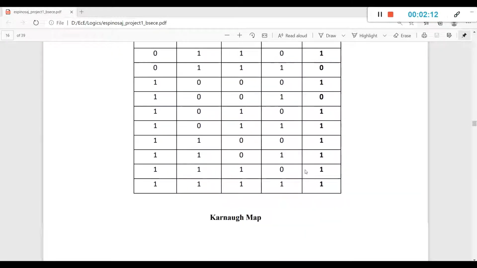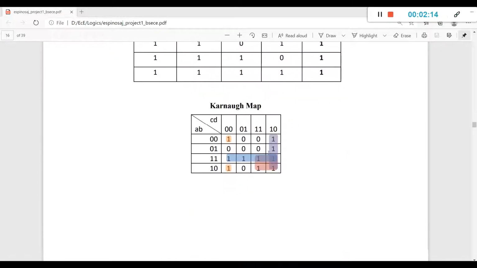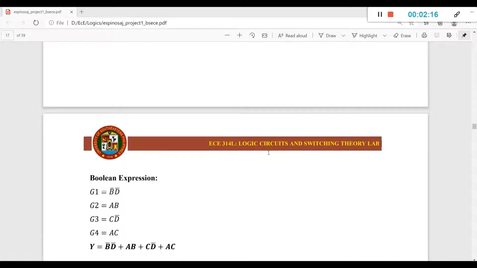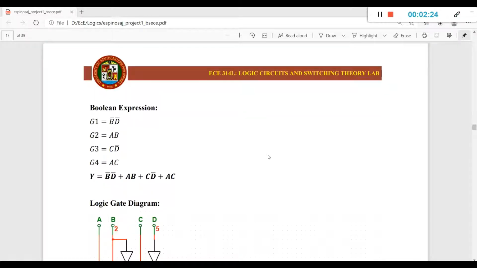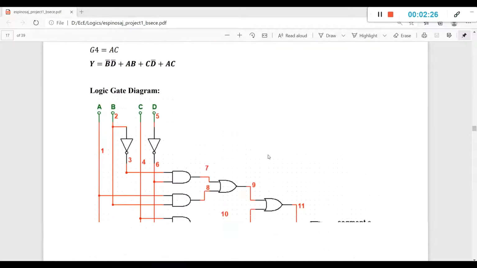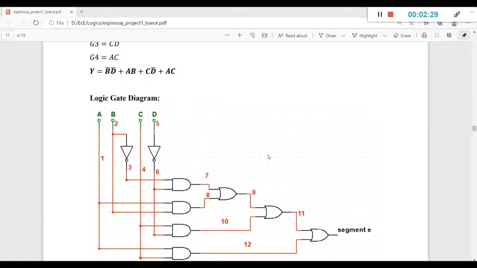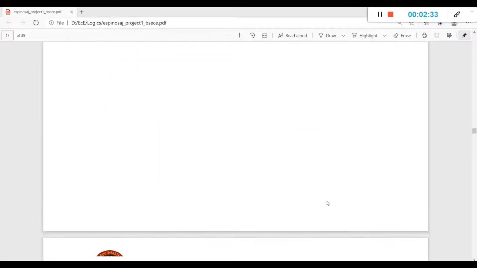For segment E, this is the segment E truth table. Through the use of Karnaugh map again, the Boolean expression for segment E is not B and not D, or A and B, plus C and not D, or A and C. So this is the corresponding logic diagram for segment E.